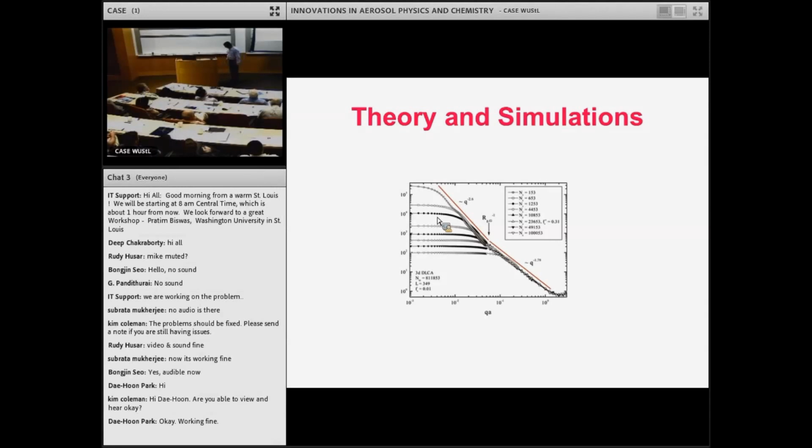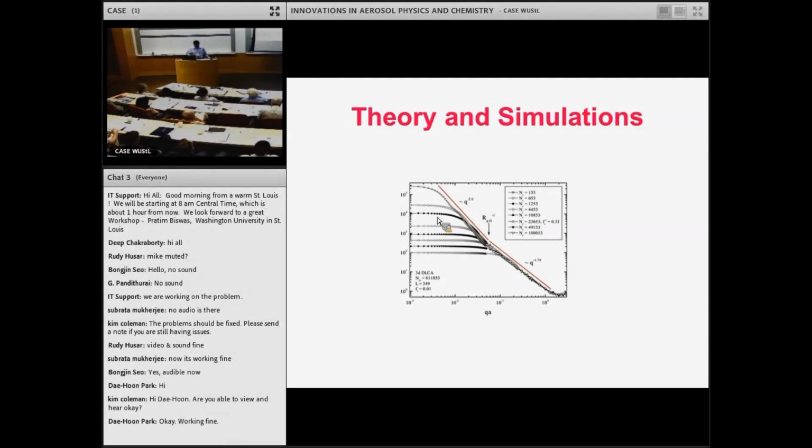This is the power of simulation. It's not only that we see these two slopes, but we can also point out where this crossover is taking place and what the physical meaning of it is, right? This was not known at that point.